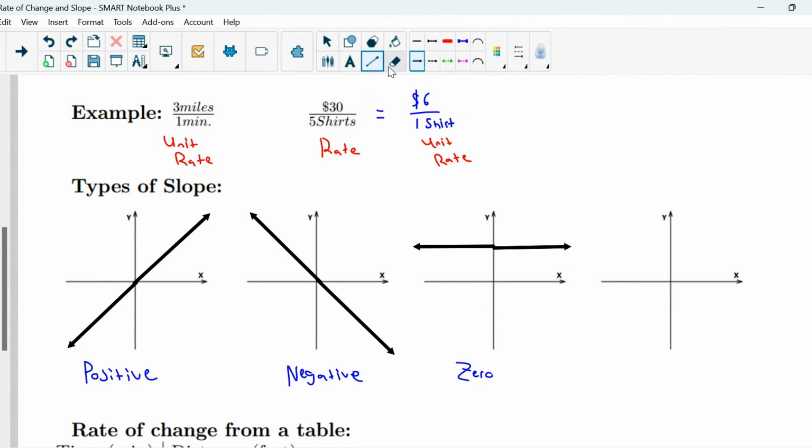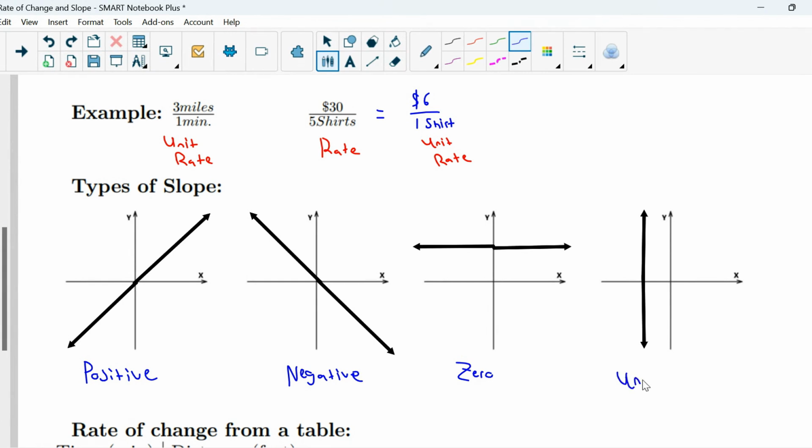We also have the situations in which you have a perfectly vertical line. Okay? In these cases, your slope is referred to as undefined. Once we start looking at equations, a positive slope will be represented by a positive number. Negative would obviously be represented by a negative number. When we have a zero slope like this, you will see y equals a constant. And when you have an undefined slope, you will see x equals a constant.